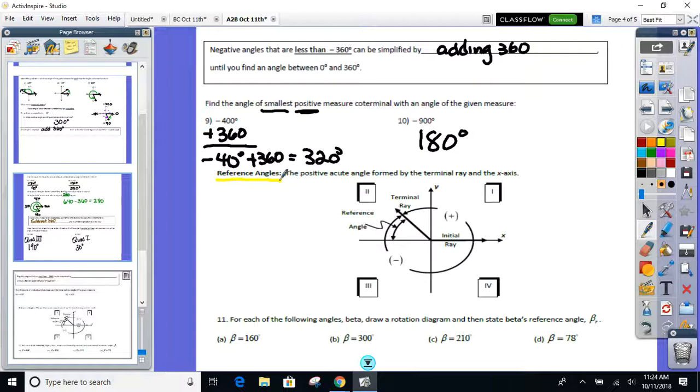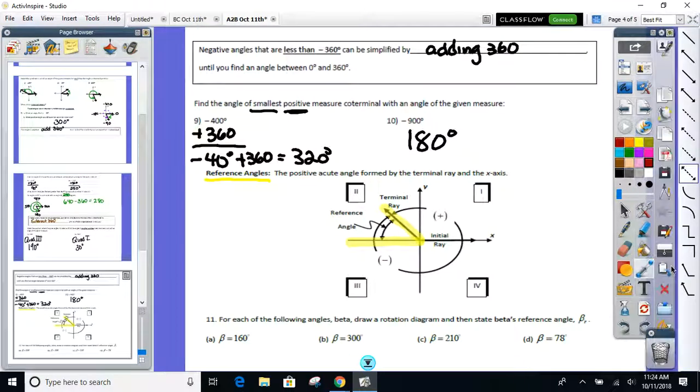So it should be a positive acute angle formed by the terminal side and the x-axis. I've shown you one right now. Look at my angle I put in. Which quadrant is this angle in? Second quadrant. Here is the reference angle. Terminal side and what axis? X-axis, never the y-axis. There's your reference angle. The terminal side and always the x-axis.